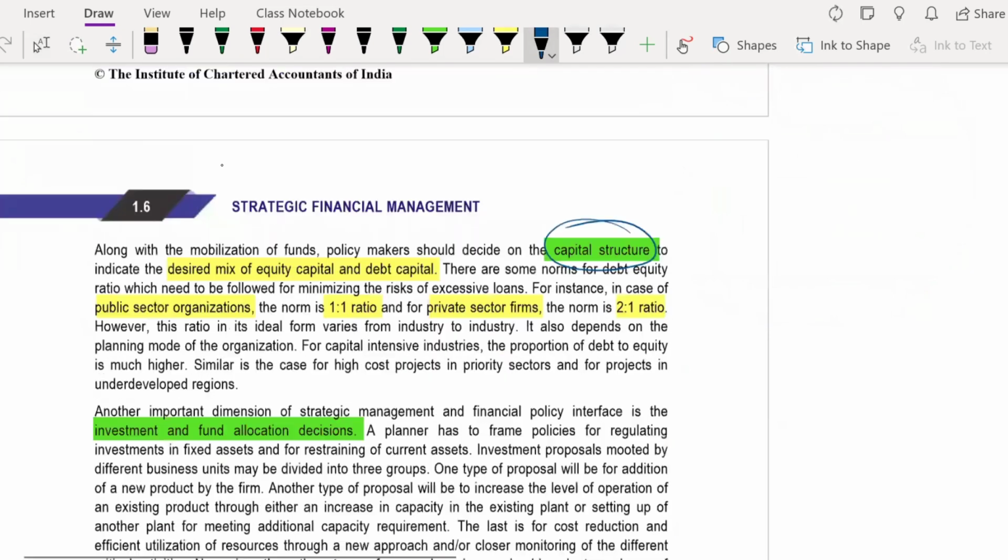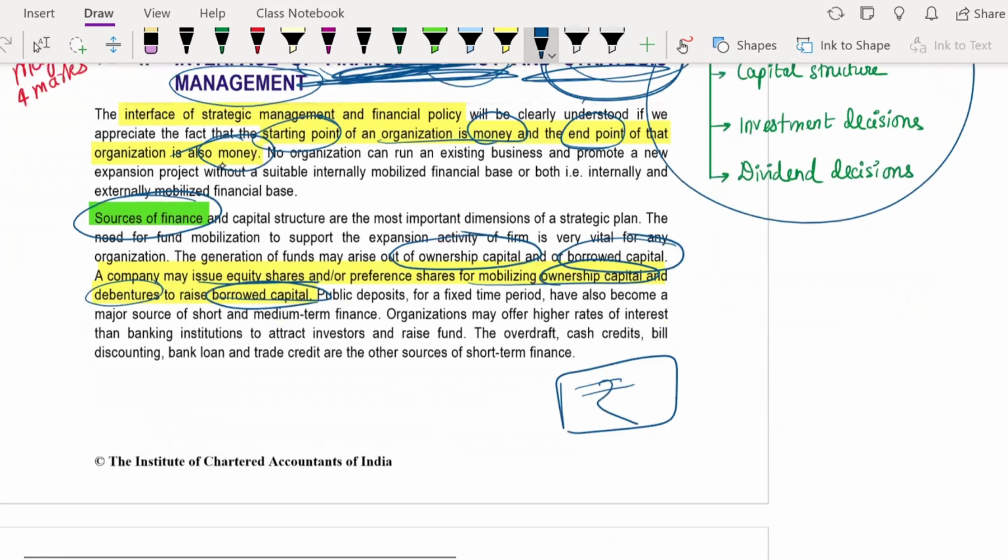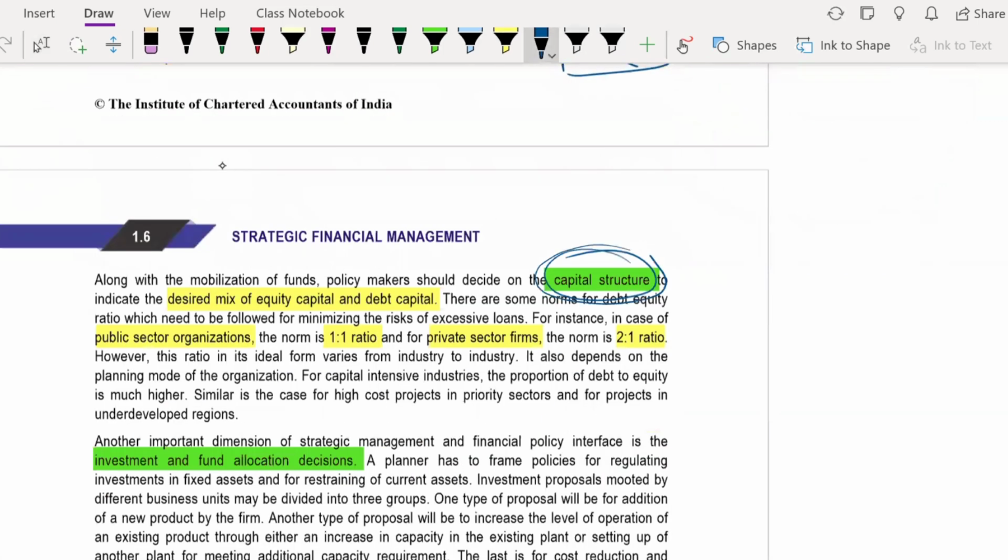So here in the first, it was mainly about how you are going to raise the money. In the second point, when they talk about capital structure, here you are going to talk about what the mix of equity and debt capital is going to be, in what ratio you are going to keep. If it is a public sector organization, then they tell 1:1 ratio is good. If it is a private sector firm, then usually, as per industry, 2:1 ratio is good. So depending on all of these, you will decide what kind of mix you would want.